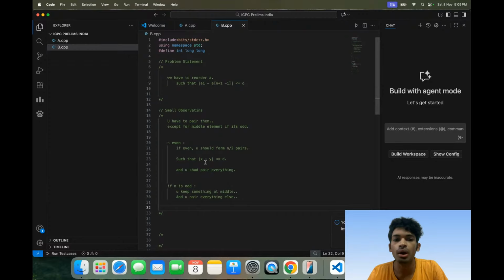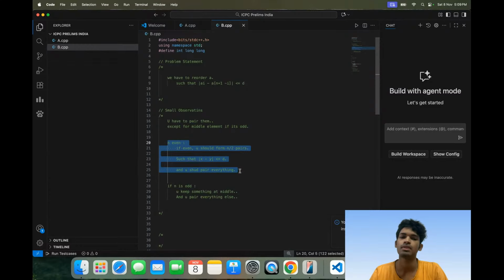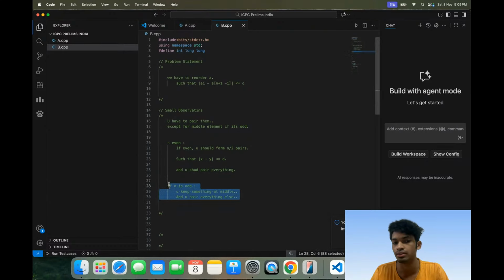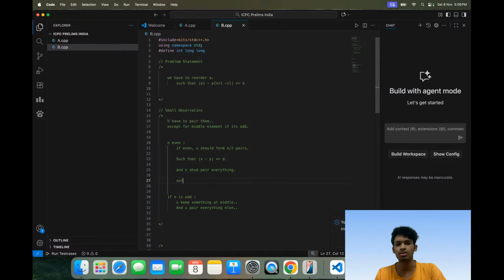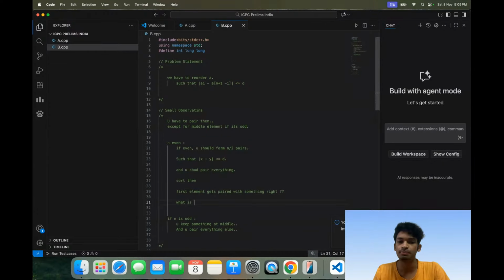Okay. So now, how to solve this one? So you should pair everything. So let's focus on this case because here there is something at the middle, and then you pair everything else. But here everything. So let's focus on this one. Sort them. Okay, first element gets paired with something, right? What is best? First element will get paired with something.